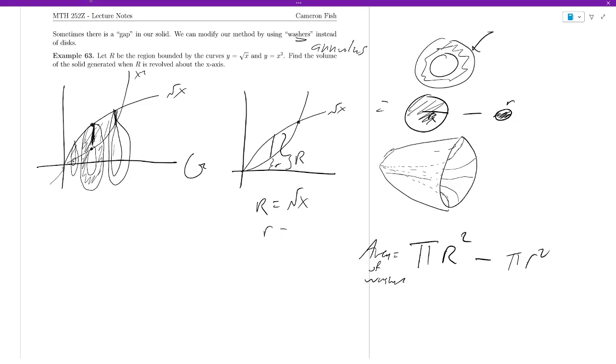And then what's my little radius? It's the distance from 0 up to the smaller function. So that's just x squared like that. Cool. So that's my big radius and that's my small radius. So I'm just going to integrate pi times the big radius squared minus pi times the little radius squared, which is going to be pi times root x squared minus pi times the little radius, x squared.